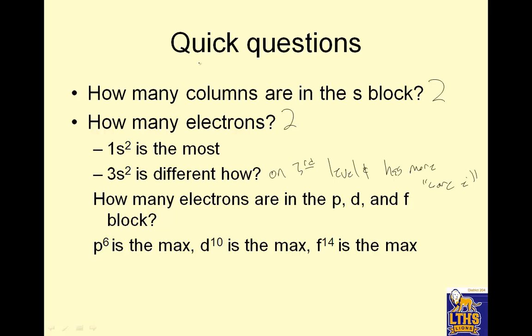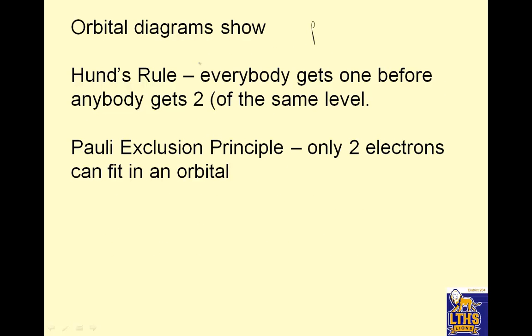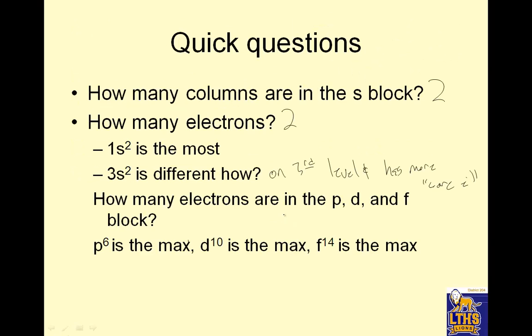How many electrons in the P, D, F block? Count the columns. I've figured out this trick. P equals 6 electrons. D equals 10 electrons. F equals 14 electrons because that's the number of columns. P6 is the max, D10 is the max, F14 is the max. It can't hold any more than that. It's like how many donuts can you fit in a box of Krispy Kremes? 12. You can't fit 13.